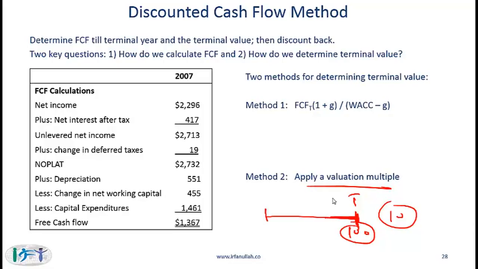What is the final step? The final step is to take the terminal value, come up with the present value, take all the free cash flows and come up with the present value, and this gives you the value of the target.